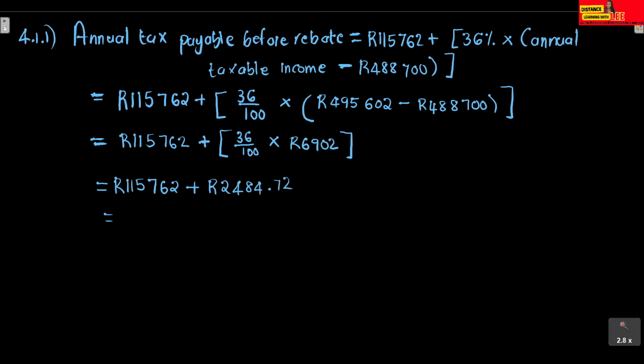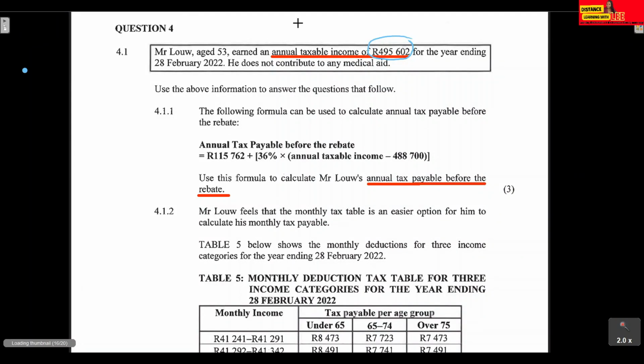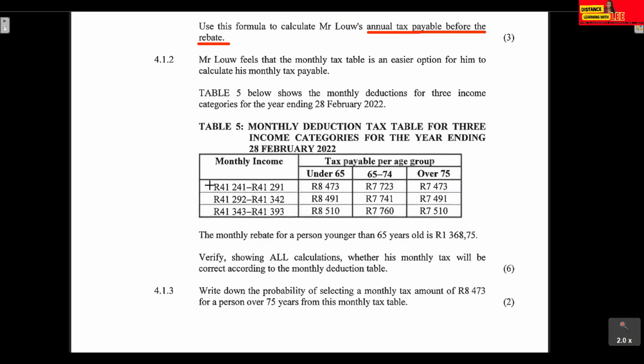Okay, and if you punch these values into your calculator, 115,762 plus 2,484 rand and 72 cents, you will get that the tax that Mr. Lowe has to pay before the rebate is equal to 118,246 rand and 72 cents. All right, so that is how much his annual tax payable before rebate is. Okay, let's have a look at question 4.1.2.